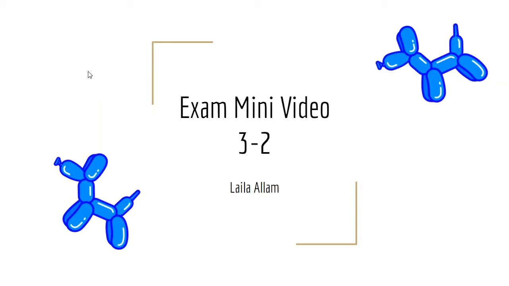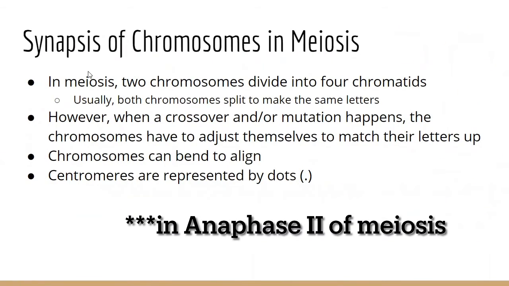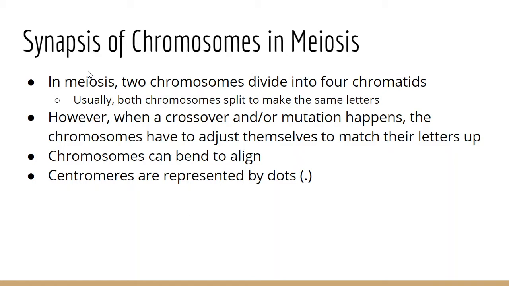So for this video, I chose prompt 2 and I'm going to be talking about synopsis of chromosomes in meiosis. So in meiosis, 2 chromosomes divide themselves into 4 chromatids. Usually both chromosomes split to make the same letters. However, when a crossover and/or a mutation happens, the chromosomes have to adjust themselves to match the letters up, and chromosomes can bend themselves to do this.